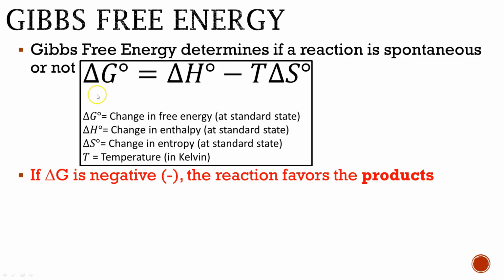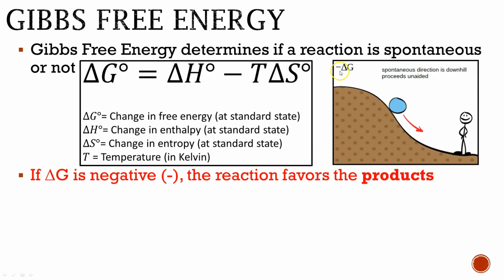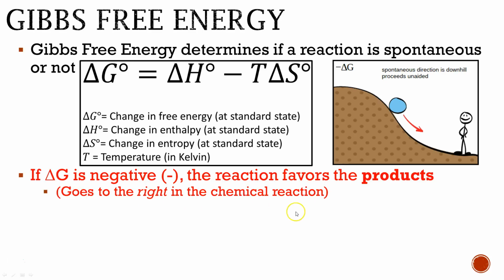If my overall delta G is negative, the reaction is going to favor the products. More or less, this means that reaction is going to happen. So here we have a negative delta G. That reaction is going to go forward because we're going to be decreasing the amount of free energy in the system. So in the chemical equation, this would go to the right. So when you have it written out, it would happen.